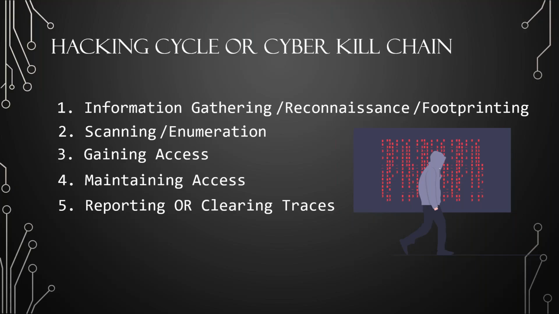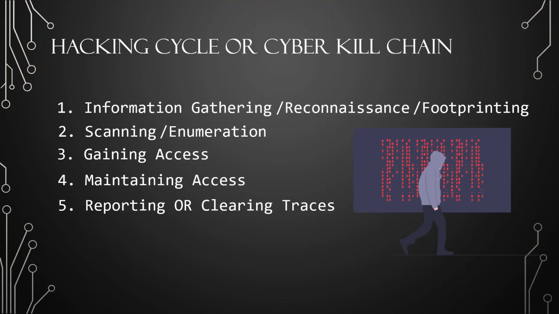In order to perform that, there are these 5 steps. First step is called information gathering. Some companies call it reconnaissance or footprinting as well. Second, there's scanning, which can also be referred to as enumeration. Third, there's gaining access. Then fourth, maintaining access, and lastly, reporting or clearing traces. Our whole course is going to revolve around these 5 steps. Let me briefly talk about what these steps are, one by one, so that you get a better idea about the whole course.